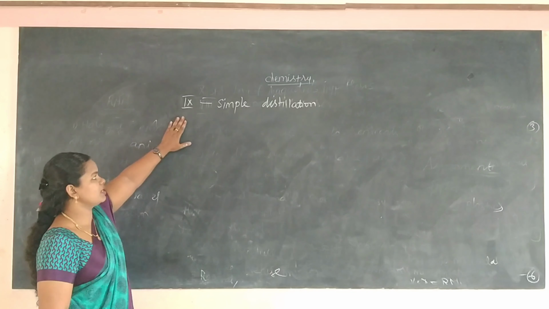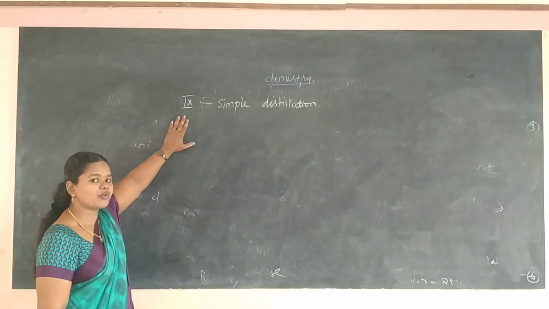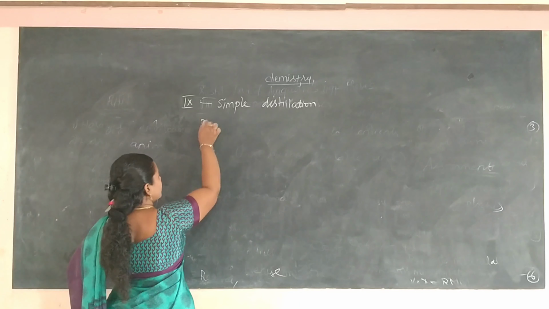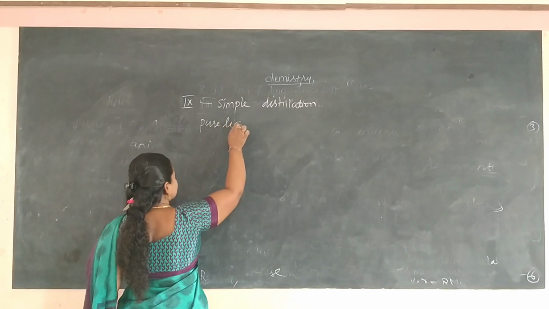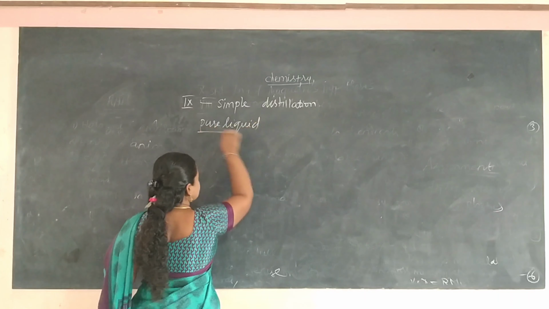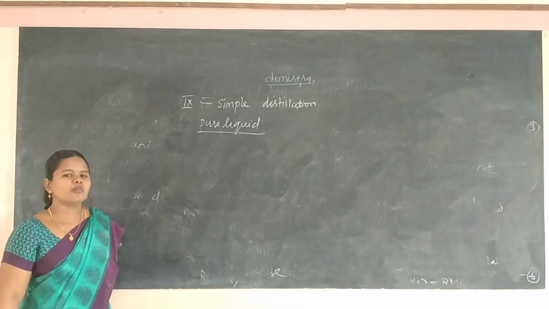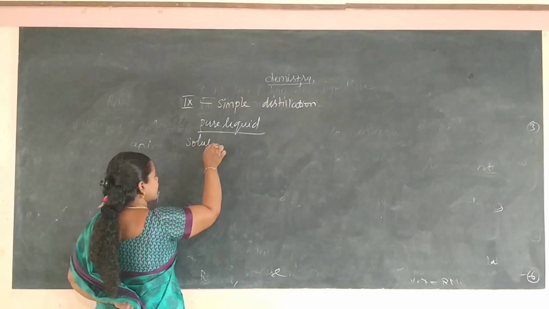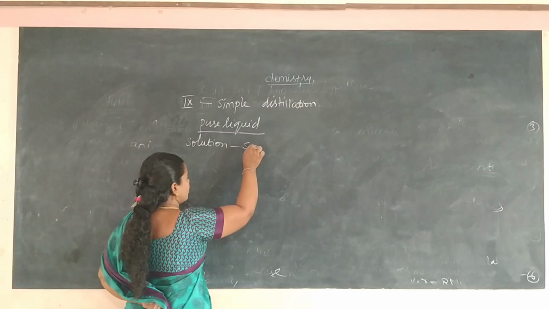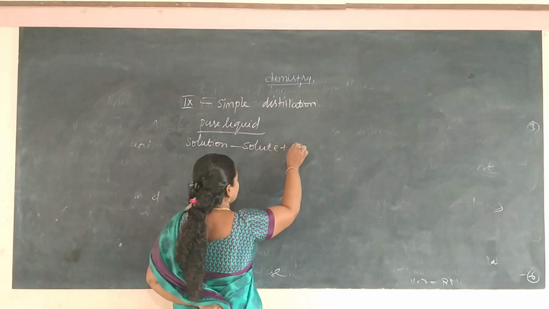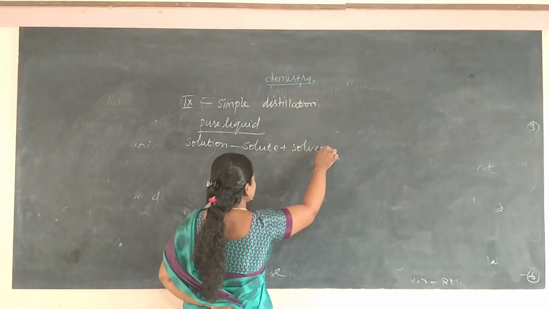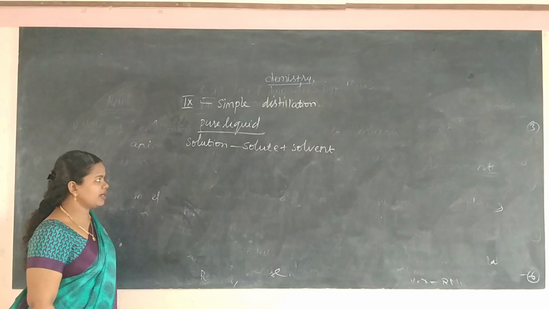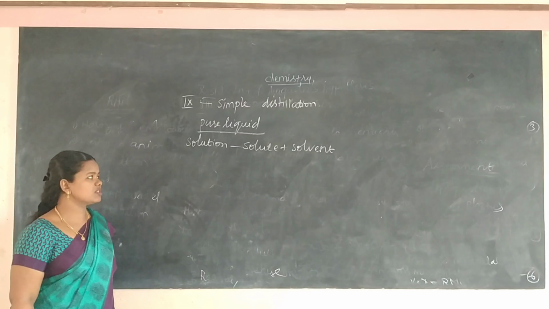Simple distillation is used for obtaining a pure liquid from a solution. When you want to obtain a pure liquid, we use simple distillation. We know that a solution contains solute and solvent. Solute plus solvent gives solution. So when two miscible liquids are present and we want to separate the liquids, for that we use this.